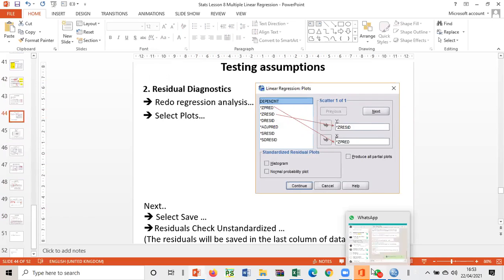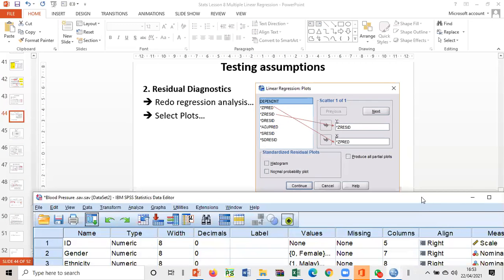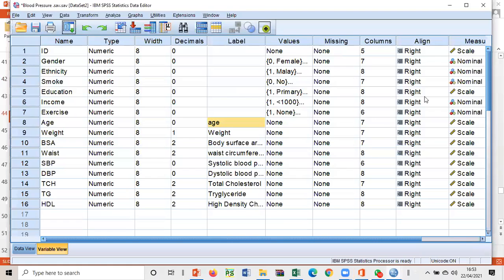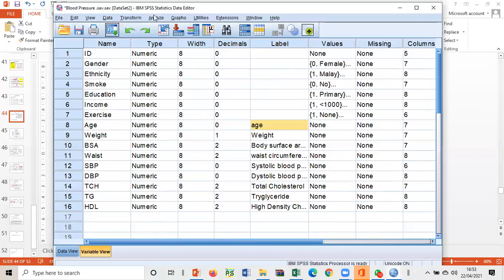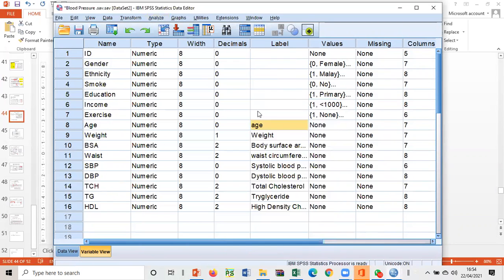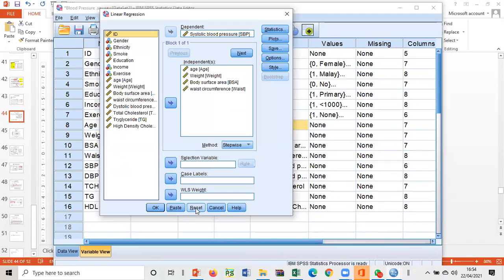Okay, let's run this one more time. The whole thing, start all over again, regression. Ready? Class, are you ready? Yes, Prof. Right. Analyze, regression, linear. Reset. Click reset.